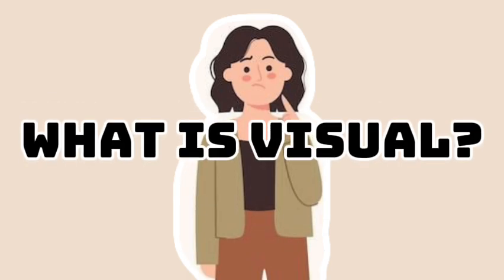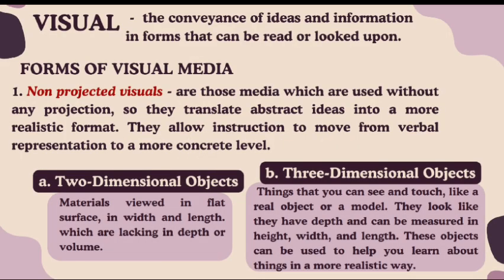What is visual? Visual is the conveyance of ideas and information in the forms that can be read or looked upon. So in other words, visual refers to information presented in a way that people can see, such as images, videos, and diagrams. These help people understand concepts more easily through sight. So visual media has two forms, the non-projected visuals and the projected visuals. So what's the difference between the two?